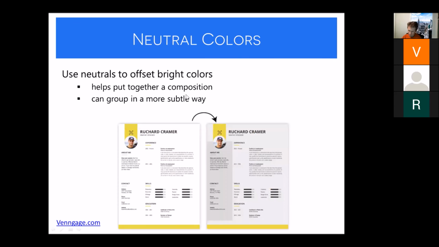Okay, next, use these neutrals instead of just having this kind of thing. For your resume, for example, you'd use some neutrals to offset bright colors. You separate it very subtly. Don't overuse color. Don't make it too colorful. Remember what I told you about saturated colors. Otherwise it becomes overwhelming.